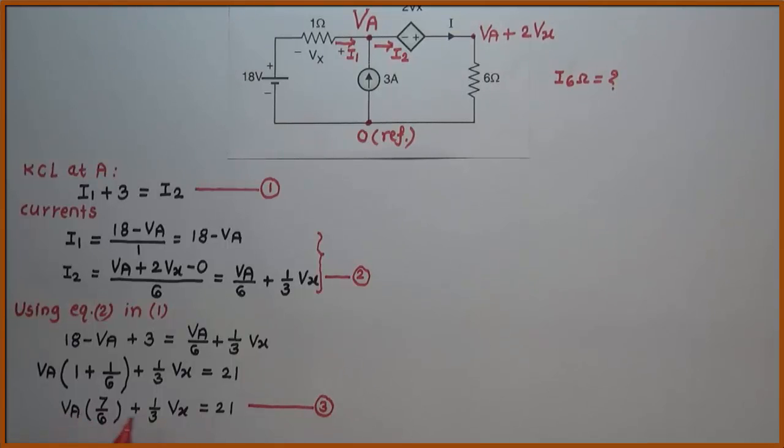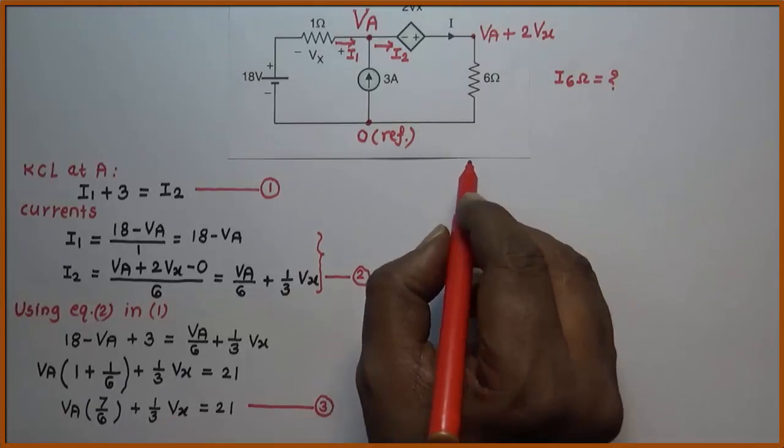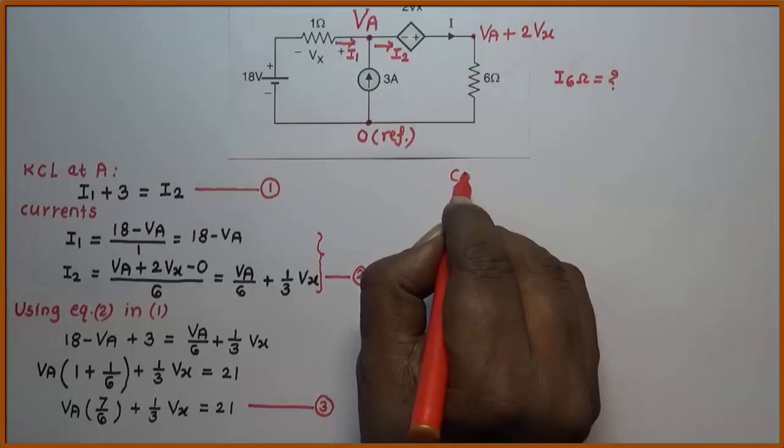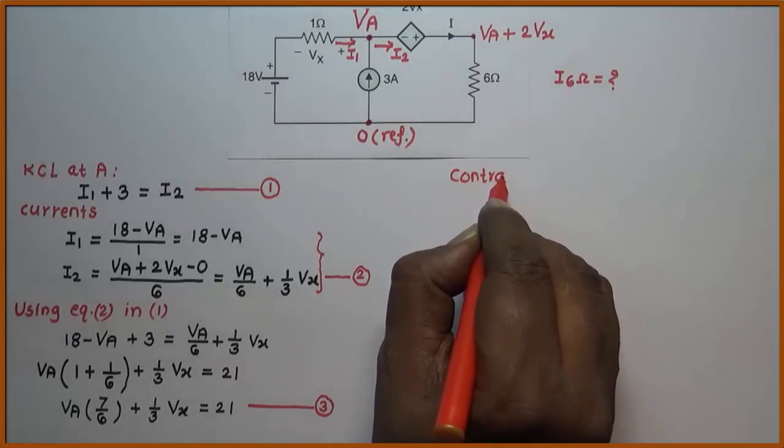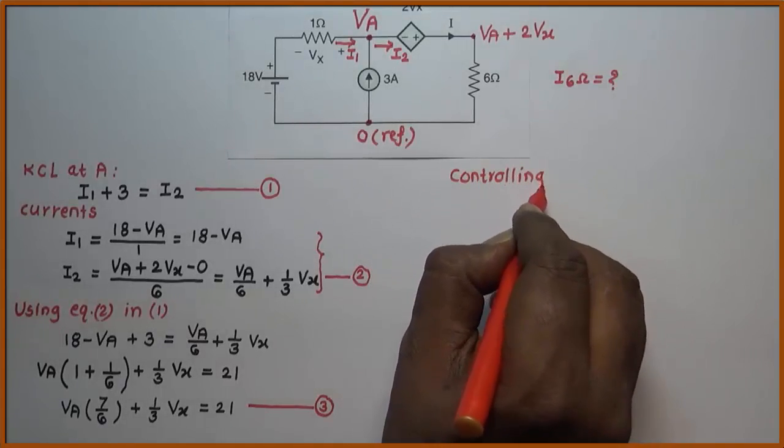Say this is equation 3. In this equation we find that this is one equation in terms of VA and Vx. So let us try to find Vx in terms of VA, so that we'll get one equation totally in terms of VA, by solving which I get the value of VA. Note that here this Vx is nothing but a controlling parameter. So let us see what is the value of this controlling parameter.